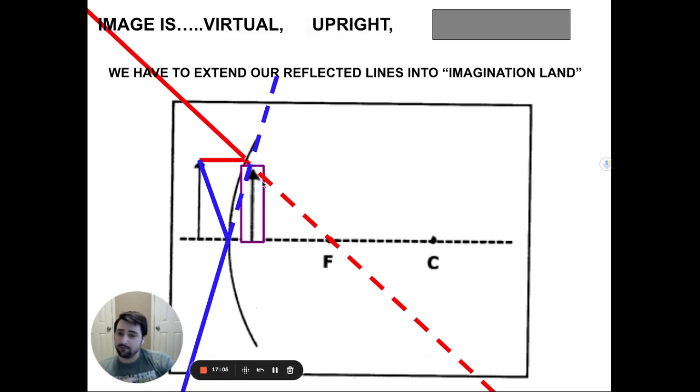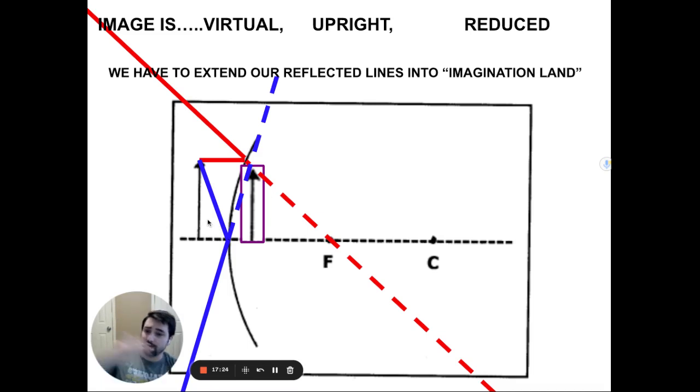So it's going to be virtual. Then it's going to be upright because it's got the intersection above the primary axis. And it's going to be reduced, so it's slightly smaller than this one was. And this is how it works for all convex mirrors. All convex mirrors are going to be virtual, upright, and reduced, no matter where that object is. It could be very, very far from the center of curvature. It could be very close to the focal length. It doesn't matter. All objects in a convex mirror will produce a virtual image that is upright and reduced.